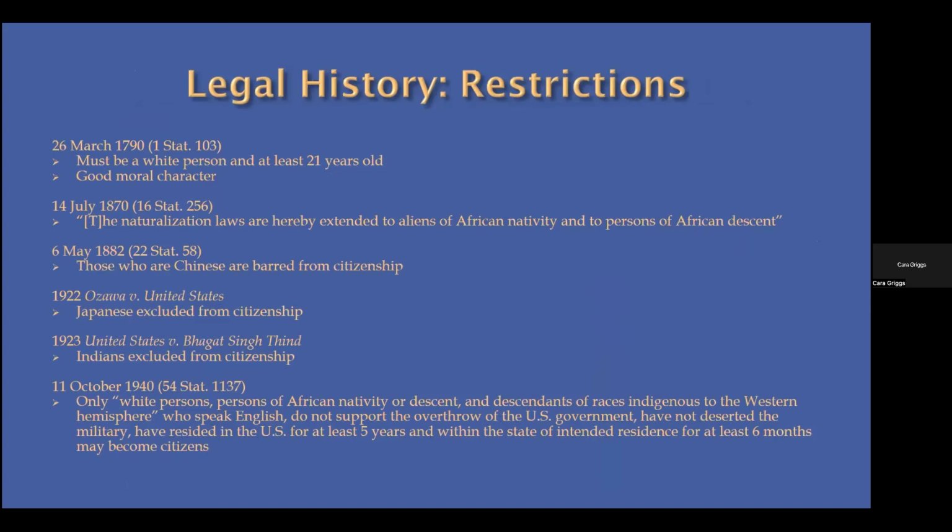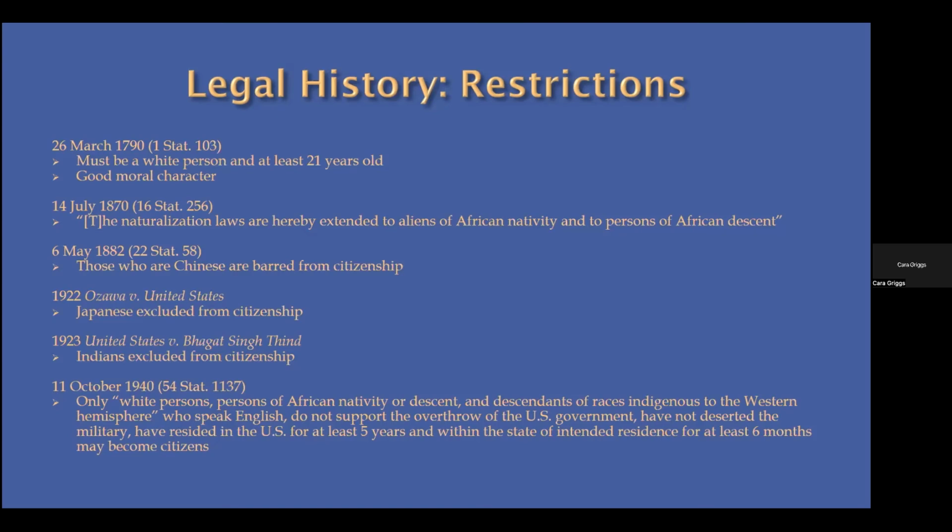It's important to remember that citizenship was not open to everyone. The United States First Naturalization Act in 1790 specified that only whites who were at least 21 years old and of good moral character could become citizens. In 1870, federal law stated for the first time that individuals from Africa could become citizens, which implies that for the first time, immigrants who were not white could be naturalized. This left questions as to whether immigrants from Asia could be naturalized.